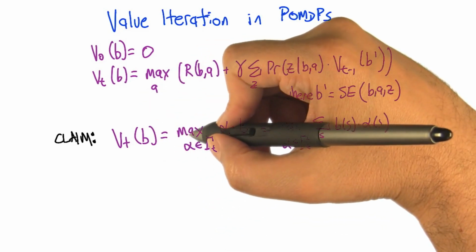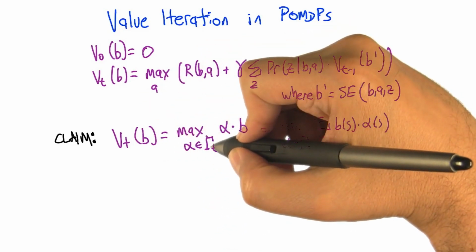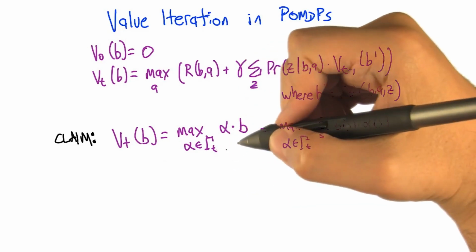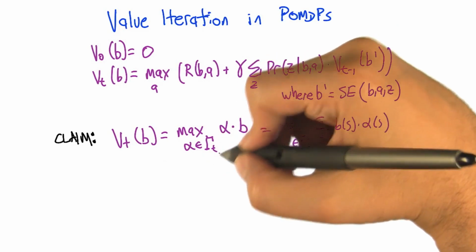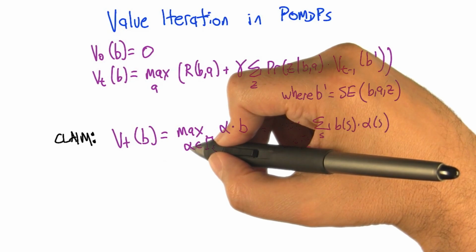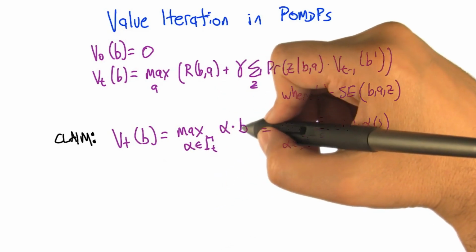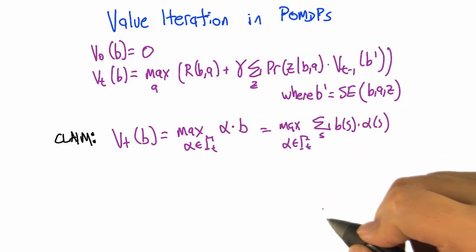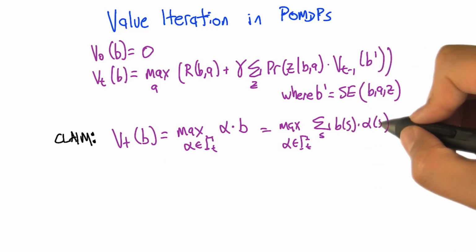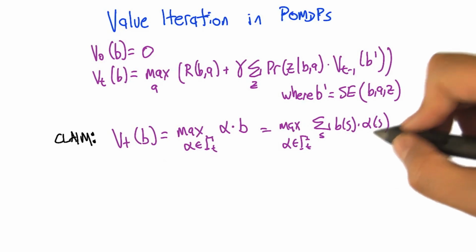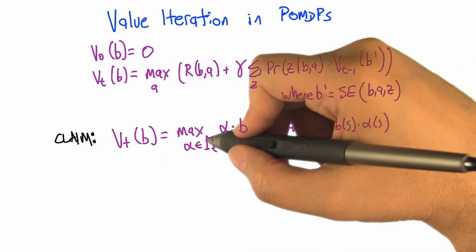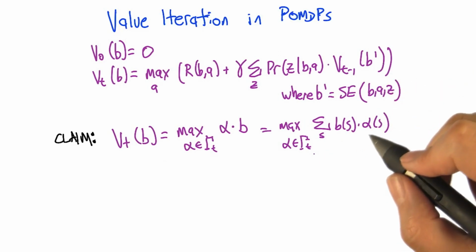In particular, the maximum over some set of vectors, gamma sub t, that we're going to have to deal with later. But the point is that it's a finite set of vectors. The maximum of the dot product of the vectors in that set with the belief state. Where dot product is really just the sum over all the states, the weighted probability of being in that state times this alpha of S. So this kind of function is sometimes called piecewise linear and convex.